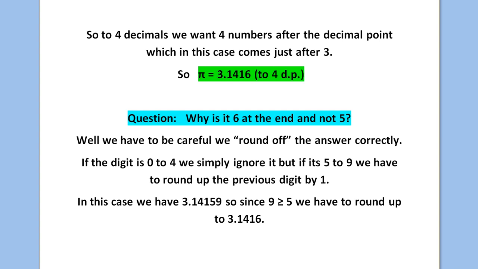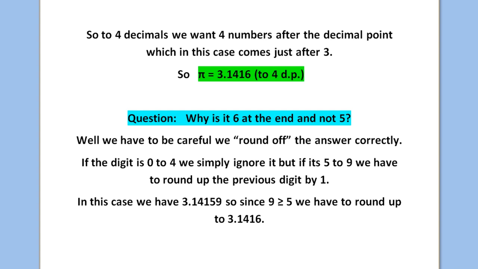Now the decimal point comes after the number 3. So pi is equal to 3.1416 to 4 decimal places. So why is it 6 and not 5? Well, we have to be careful that we round off correctly.